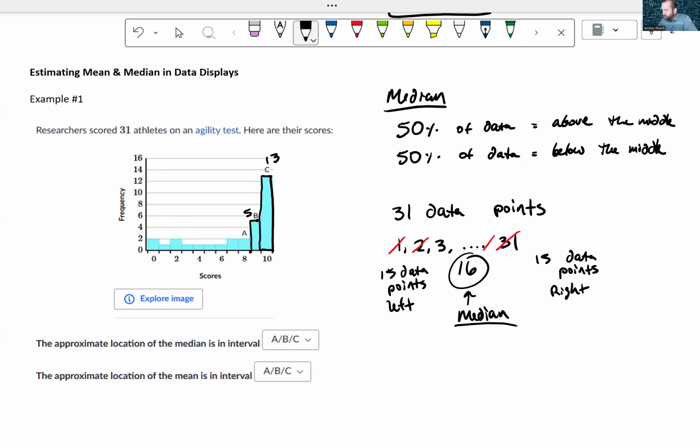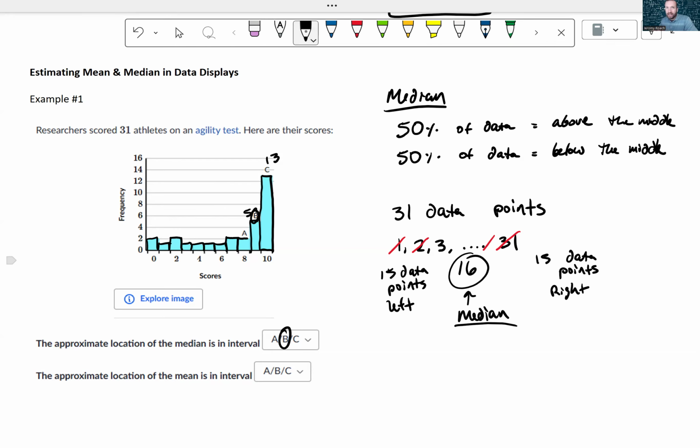So let's look at where 15 data points on the right. Well, the C was 13, the B is 5. That puts us at about 18. Let's look at the left side. We've got 2, 3, 5, 6, 7, 8, 9, plus 2 more gives us 11, plus 2 more gives us 13, plus 5 more gives us 18. So that means the median's got to be around where B is. So that's how we can find the median more accurately using the counting method.